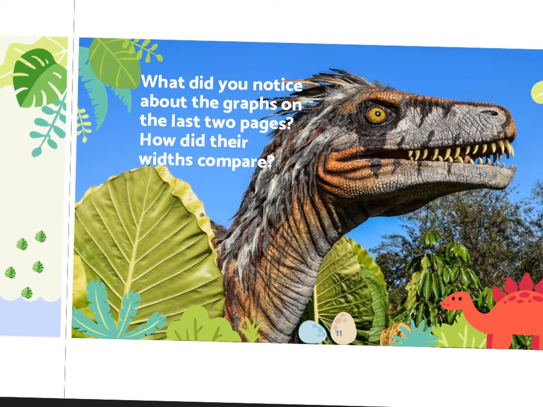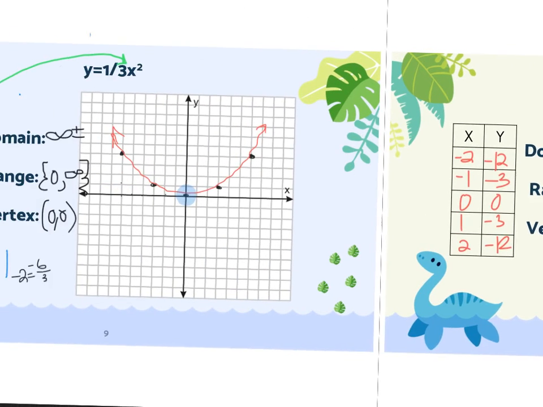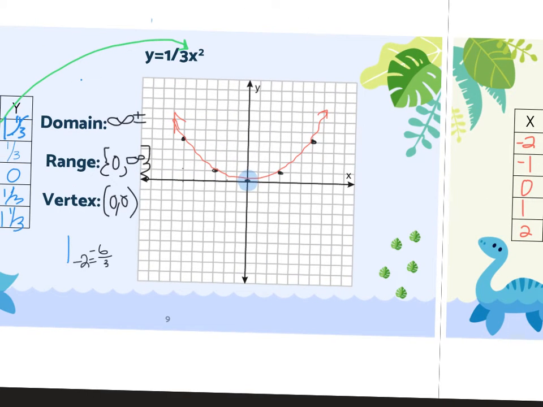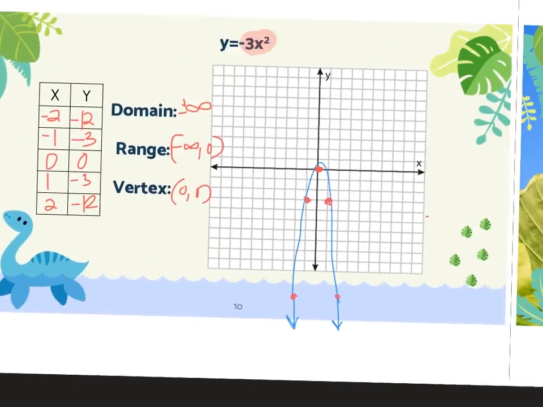So what are some things that you noticed about the graphs on the last 2 pages, and how did their widths compare? Did you notice that this one was really skinny, and as we were kind of going up and then going down, it increased at a pretty exponential rate? That's due to this integer that's right there. The other one, on the other hand, even though we had a much smaller scale, is a really wide parabola.